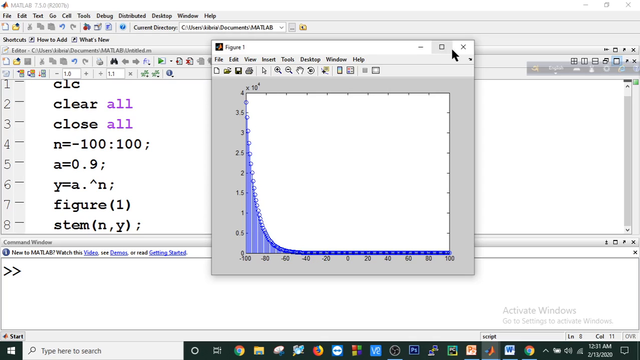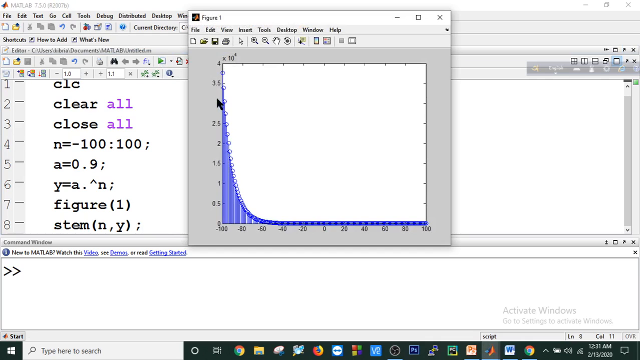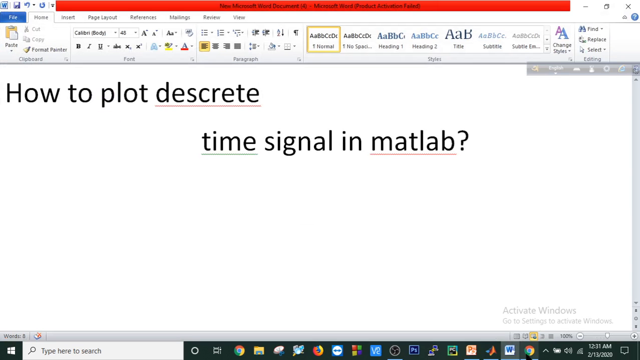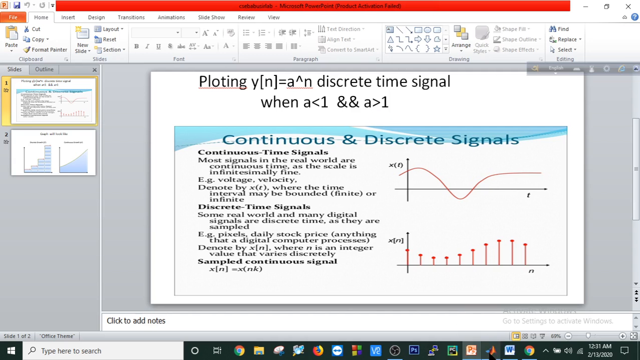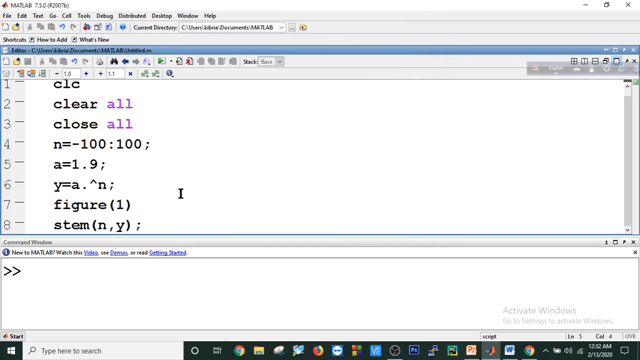Okay, and let's go to our question. As you can see, if we take a less than 1, our graph is exponentially decreasing. And if we take 1.9, that means a greater than 1, then let's see what happens to our graph. It is exponentially increasing.